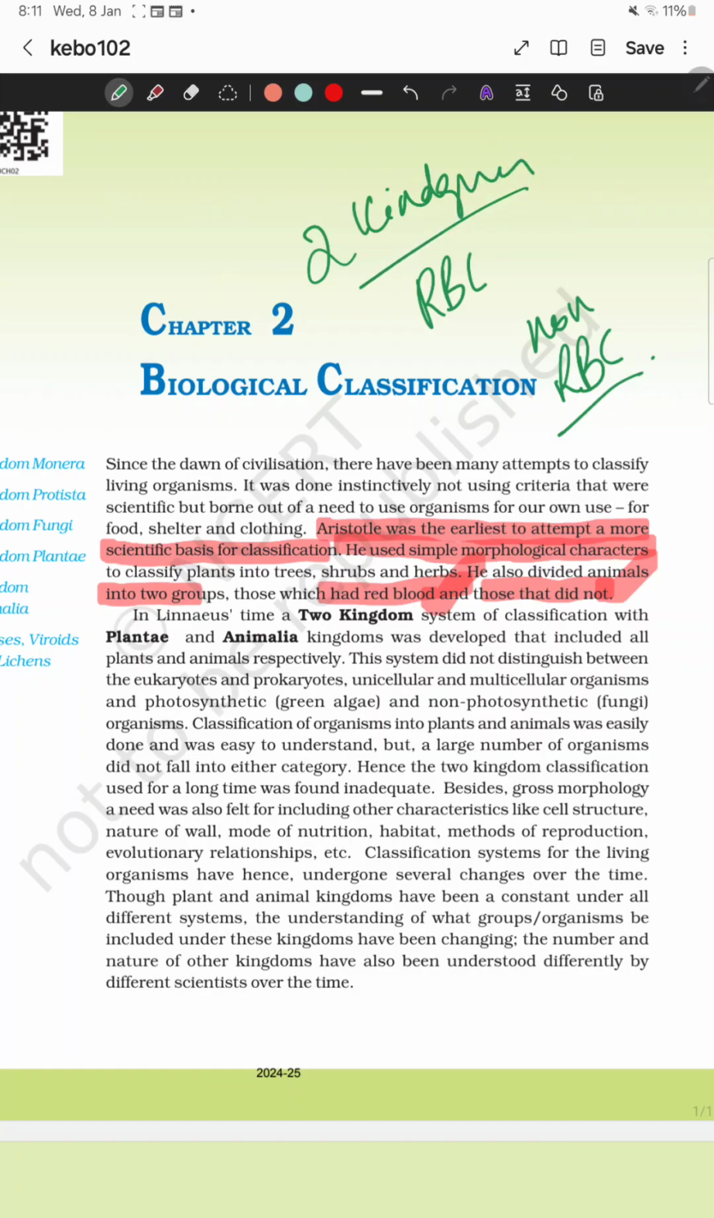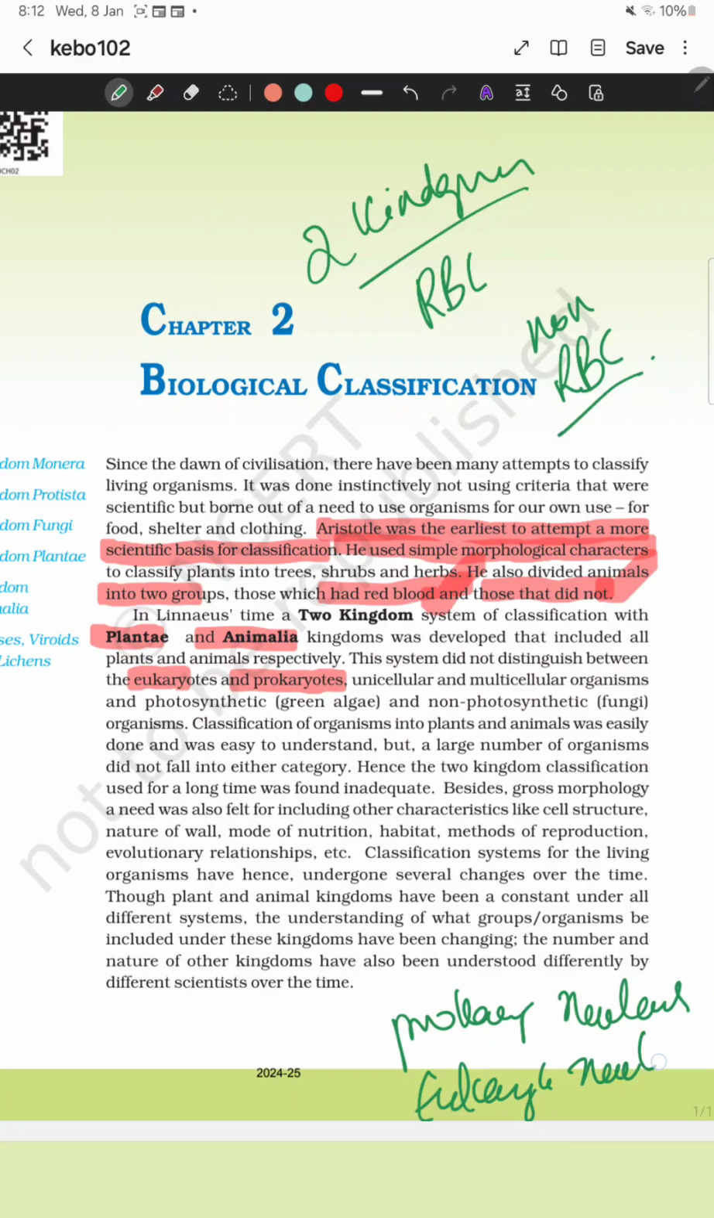He introduced the two kingdom classification, Plantae and Animalia, in which he did not distinguish between eukaryotes and prokaryotes. What's the difference between eukaryotes and prokaryotes? Prokaryotes are the simplest organisms, whereas eukaryotes are very well developed and complex organisms. In prokaryotes, the nucleus is absent, whereas in eukaryotes, the nucleus is present.